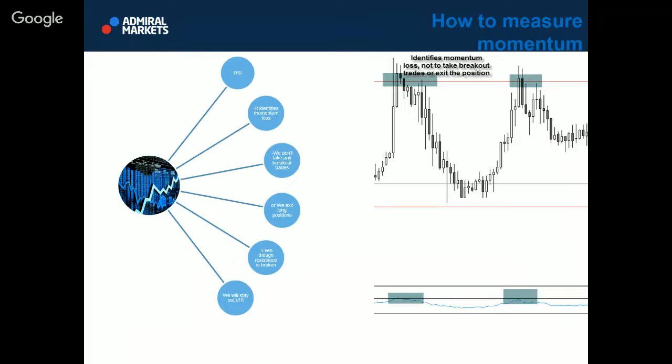So it safeguards us from taking bad trades. It identifies a momentum loss. We don't take any breakout trades, or we exit, for example, long or short positions. So this is it, guys. For example, you can see this is the resistance, this is support, and usually now if you plot it on your own chart, you will see that RSI is following the price. If it's close to 70, we might say that the price is overbought. If it's close to 30, we might say that the price is oversold. But actually, trading the RSI breakout on trend lines is the technique that I will teach you on the exclusive freemium webinar that will be held with Forex Street on 12th of April.